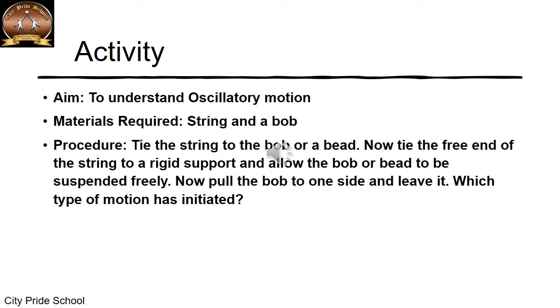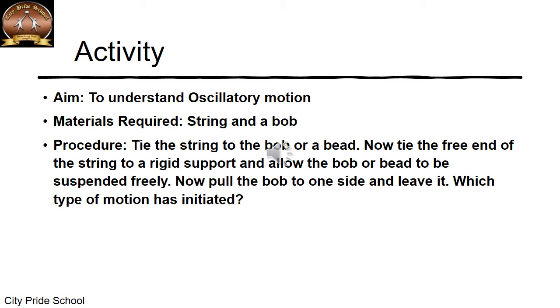We'll continue with the same activity and we'll see a different type of motion there. You already tied the string to the bob or the bead. Now this time you tie the free end of the string to a rigid support above, and then allow it to suspend freely. When the bob is suspended freely, pull the bob to one side and leave it. Then observe how the bob moves.